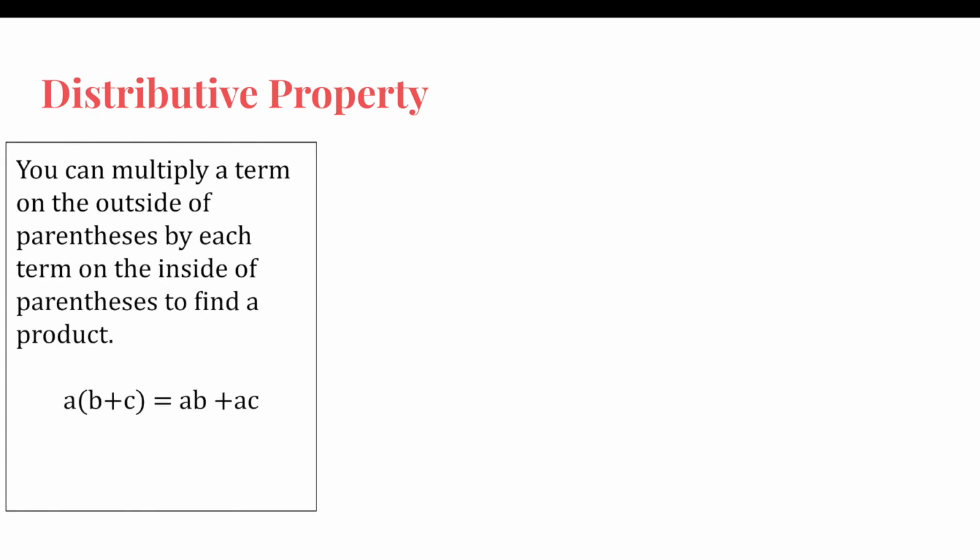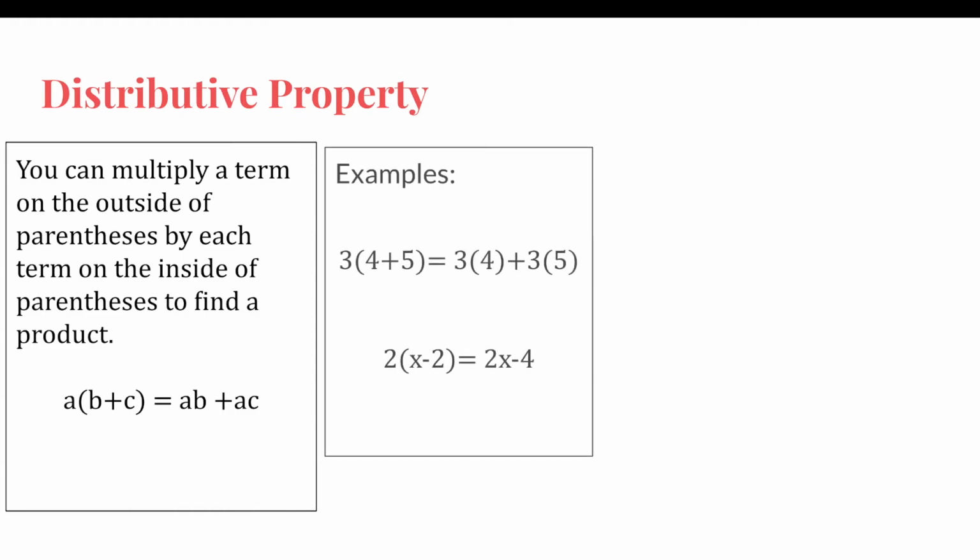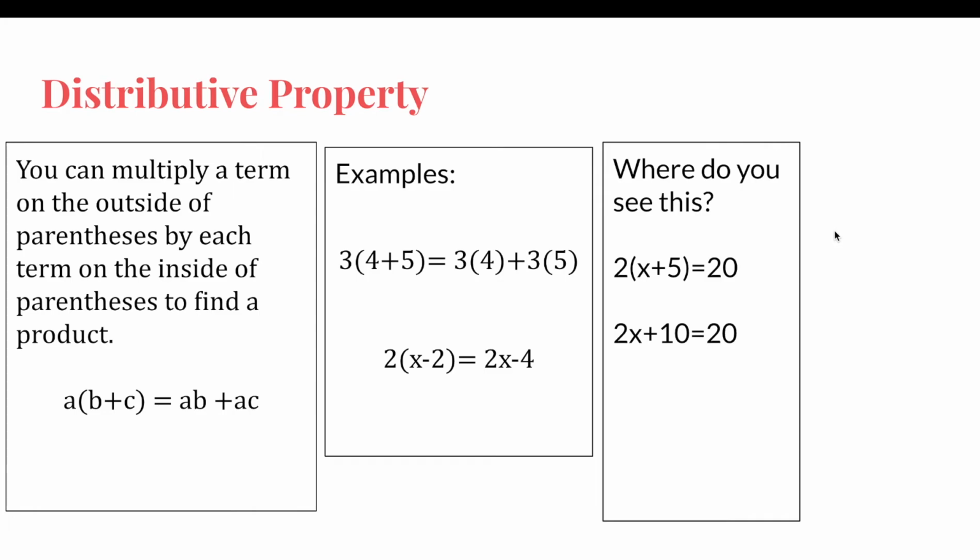You can multiply a term on the outside of parentheses by each term on the inside of parentheses to find a product using the distributive property. Here's an example. I could say 3 groups of 4 plus 5, and I can multiply 3 groups of 4 and then do 3 groups of 5. And I can still get the same answer. You probably recognize this expression a lot. 2 times x minus 2 is really just 2x minus 4. Another way to write it, using the distributive property. You see this in solving equations often when you're distributing the 2 to each term inside the parentheses.